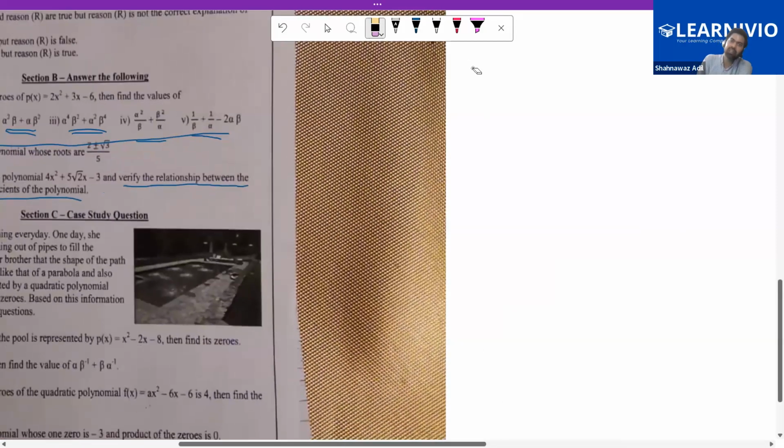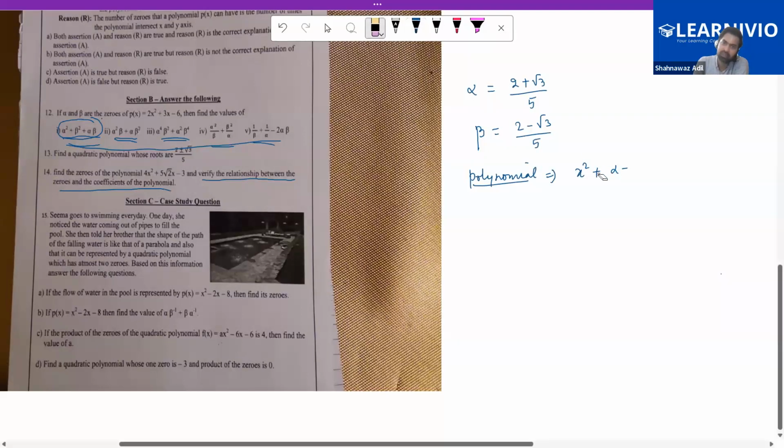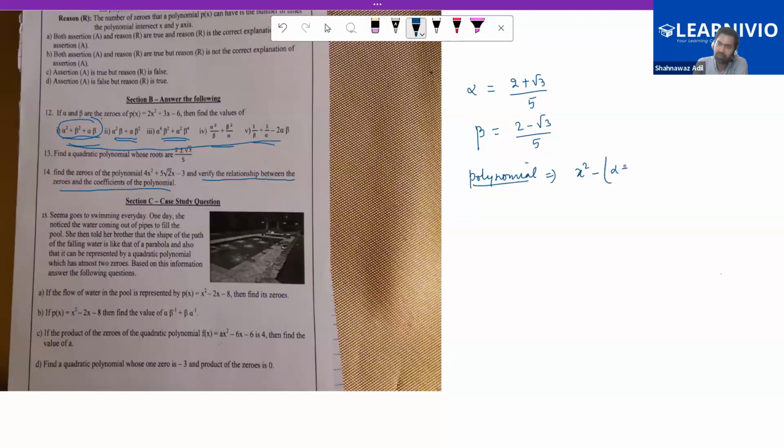Find the quadratic polynomial whose roots are given. So you know alpha, which is 2 plus root 3 by 5, and beta, the values are given, right? And what is the polynomial in the zeros form? That is x square minus alpha plus beta x plus alpha beta. This is the polynomial, right?